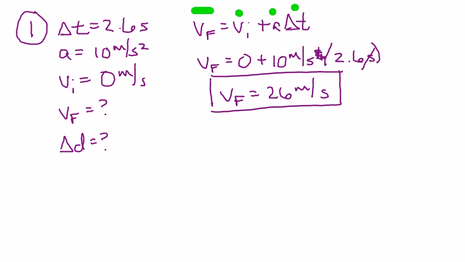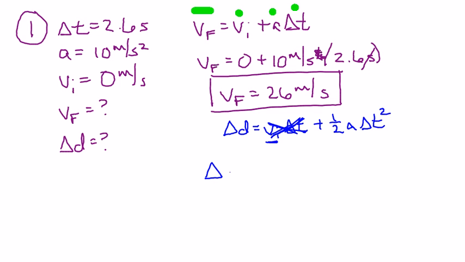For the second part of this, we'll use a different equation because now we're looking for delta d. I'll go ahead and change colors for us here. We'll use delta d equals VI delta t plus 1/2 A delta t squared. Most of you have gotten pretty good at this because VI here is 0. We can cross this whole piece off, which is really nice. It makes the problem quite a bit shorter. And we have everything else we need here.